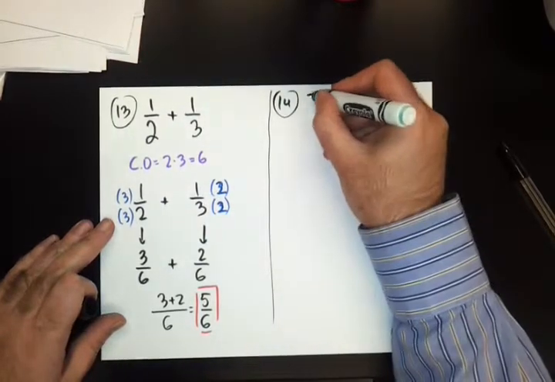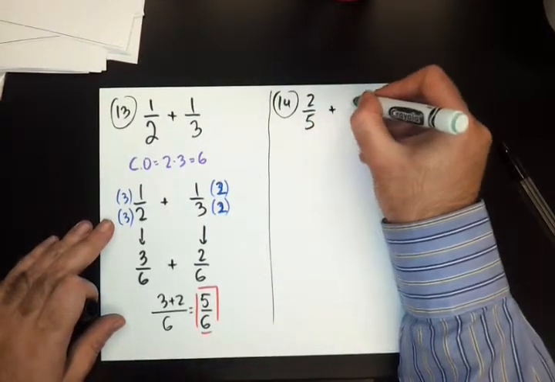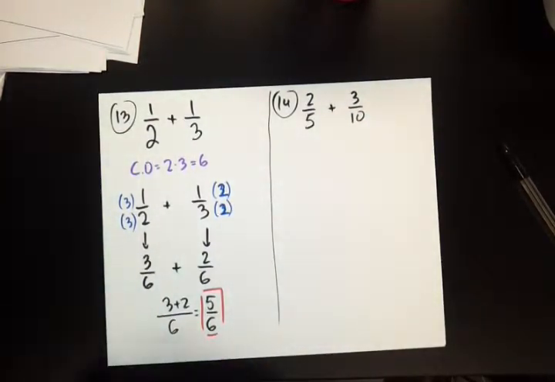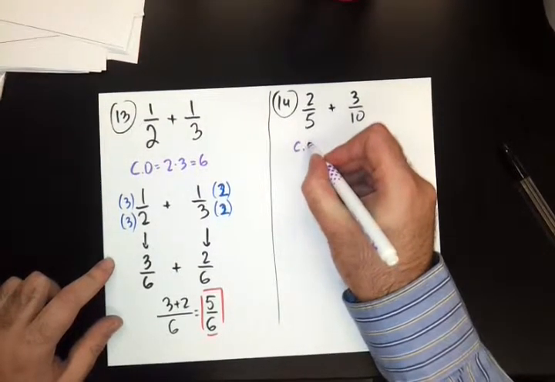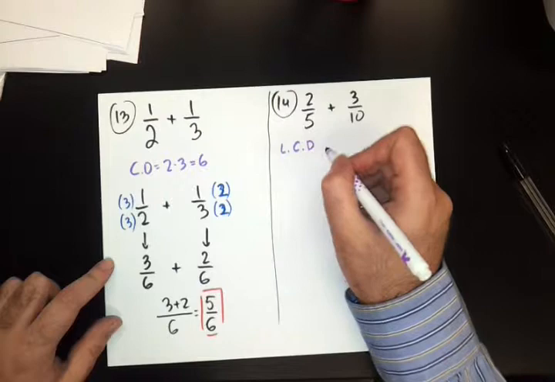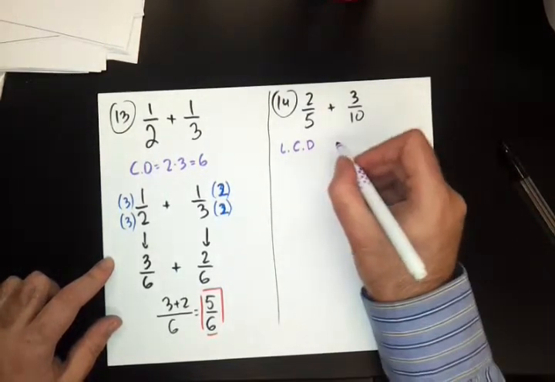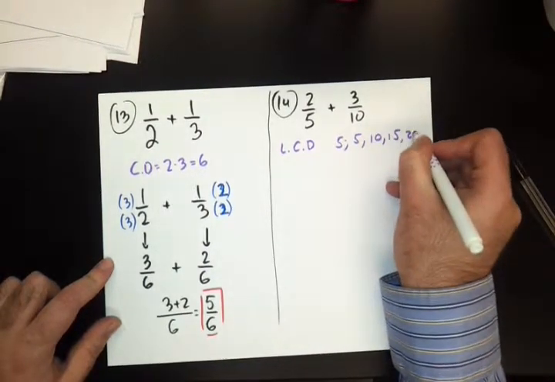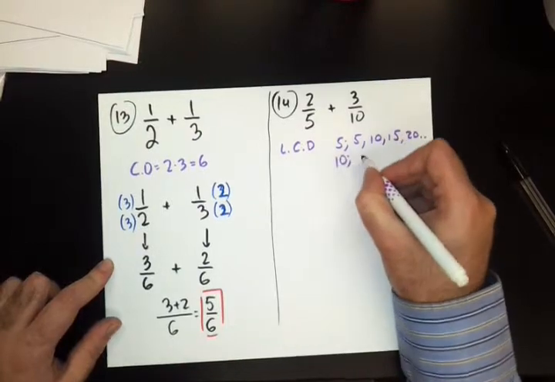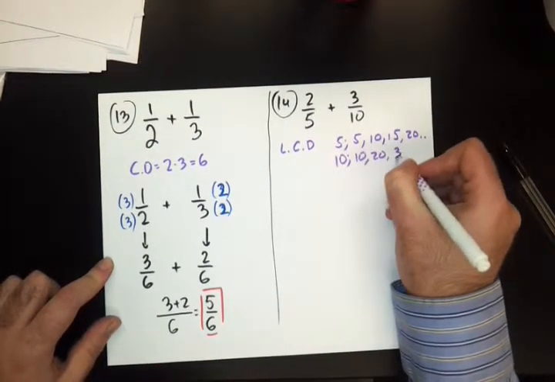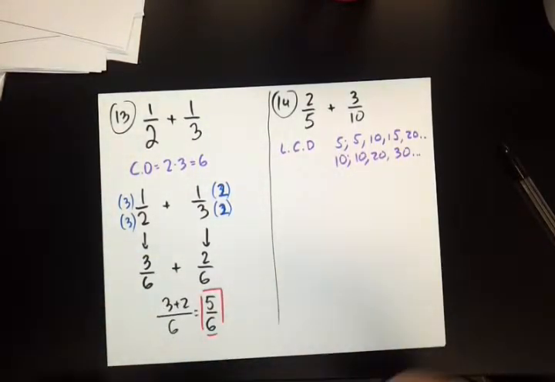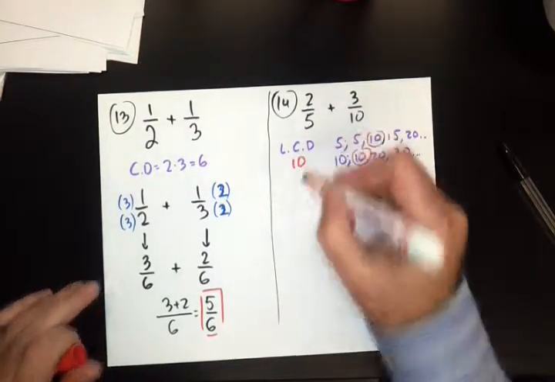On 14, we have another set of fractions that are being added together. The first thing I want to do is find the common denominator. In this case, I'm going to find the least common denominator. So this is method 2 that I'm going to use. I'm going to list the multiples of 5, which is 5, 10, 15, 20, and so on. I'm going to list the multiples of 10, which is 10, 20, 30, and so on. I'm going to see if I can find something that they share in common. And they do. Very early on, I catch the pair of 10s. So the least common denominator is 10.